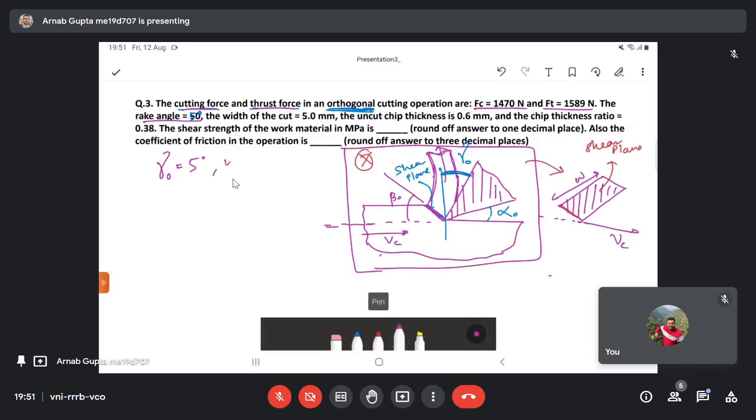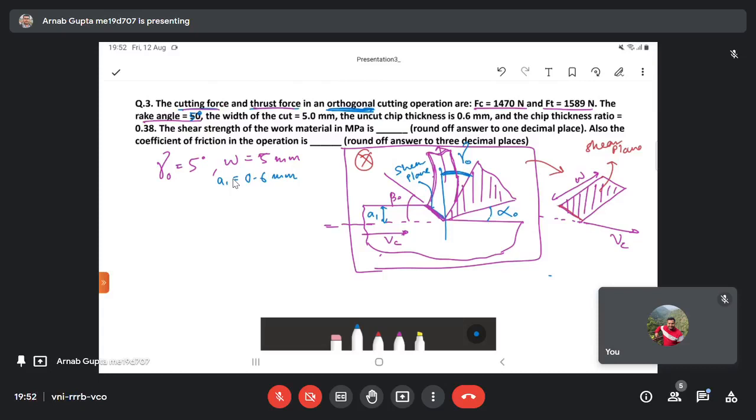Now it has been said that W is equal to 5 mm. Width of the cut is 5 mm. This is the uncut chip thickness, A1. Before getting cut, the thickness will be A1, and that is given as 0.6 mm. After the chip has formed, we call it just chip thickness. Before getting separated out as a chip, this particular thickness we call the uncut chip thickness.